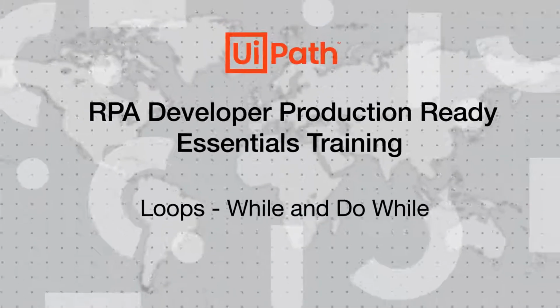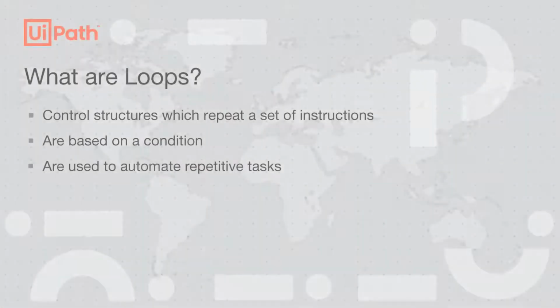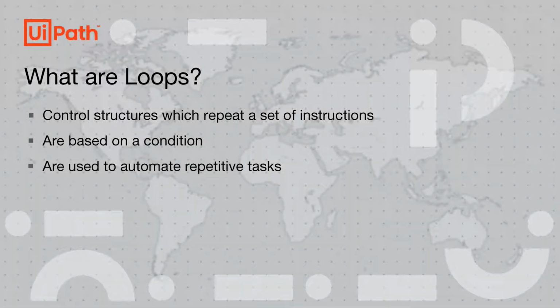Hello and welcome to this tutorial on using loops in UiPath Studio. Loops are control structures which repeat a set of instructions based on a condition. In practice, loops are used to automate repetitive tasks.